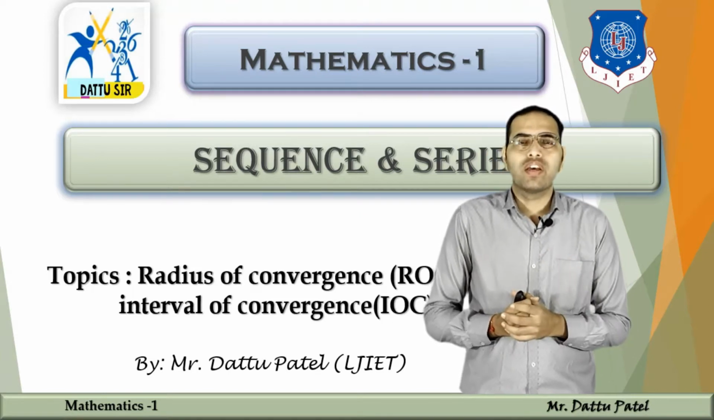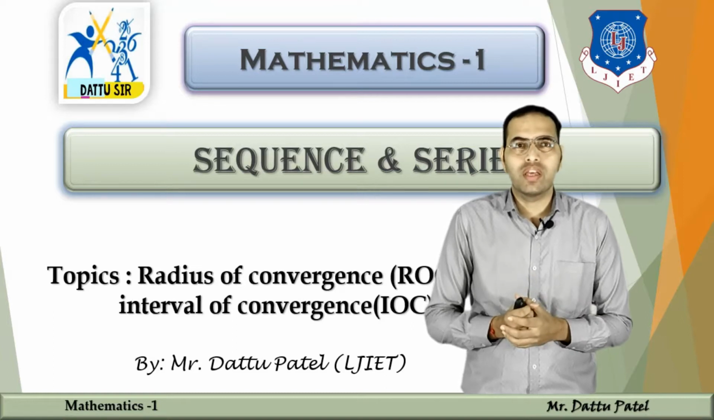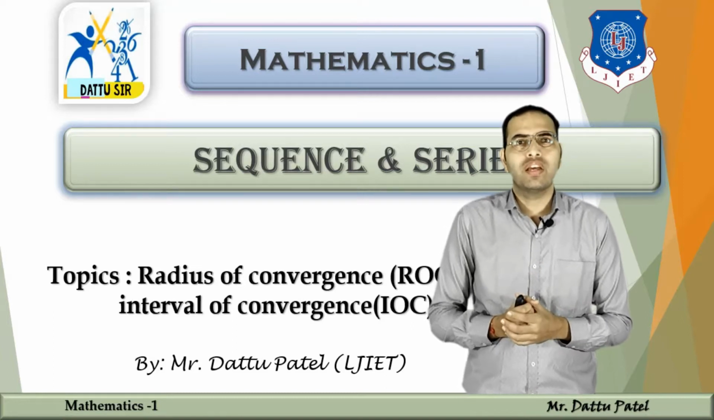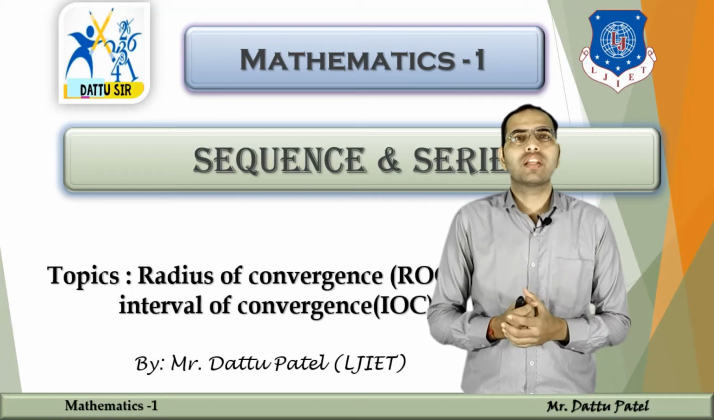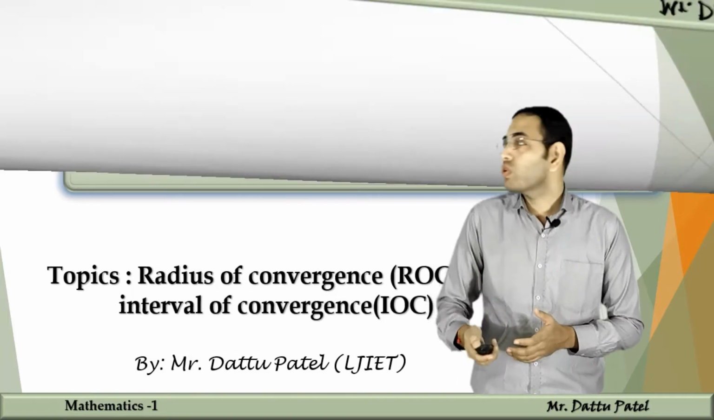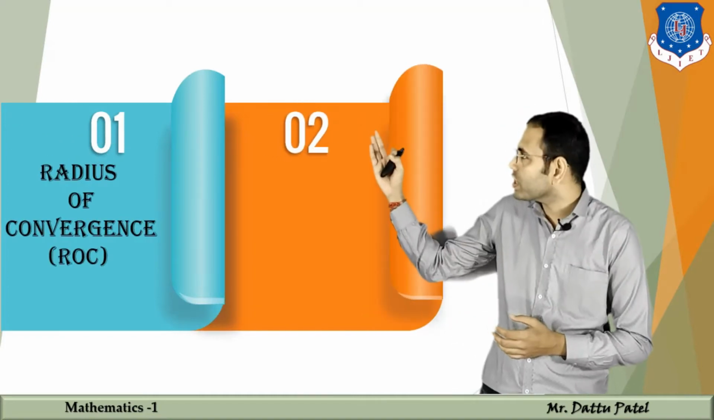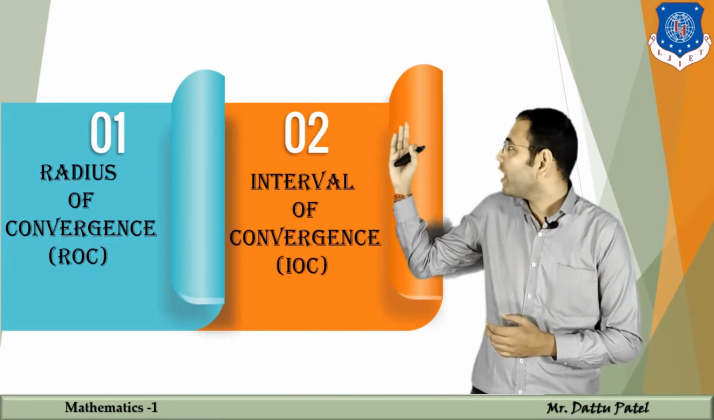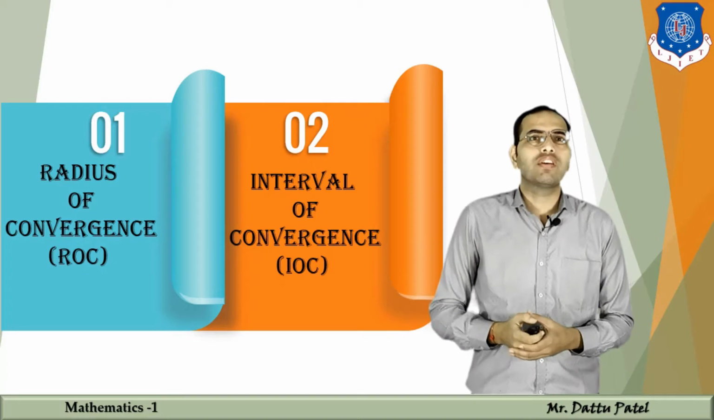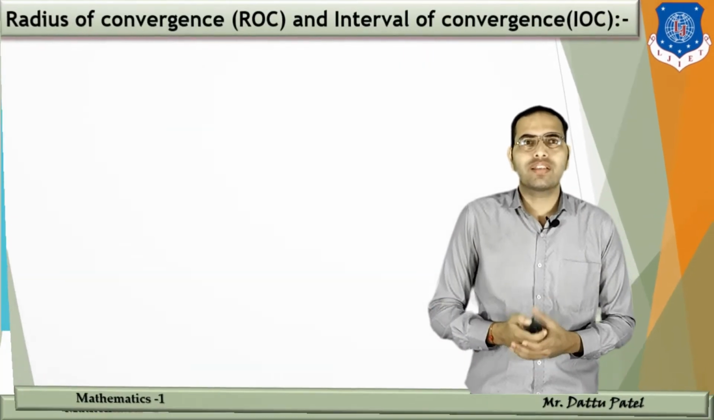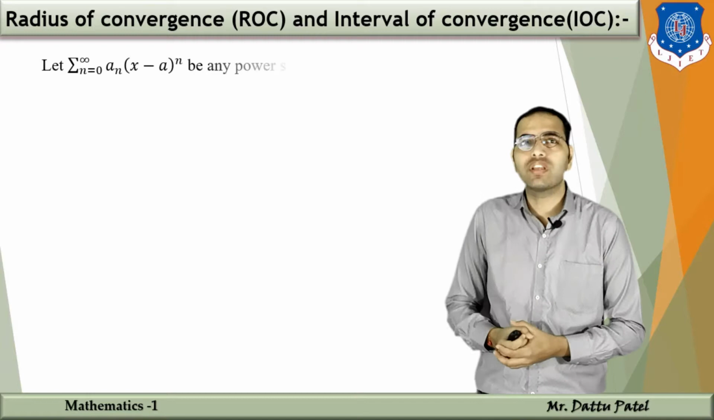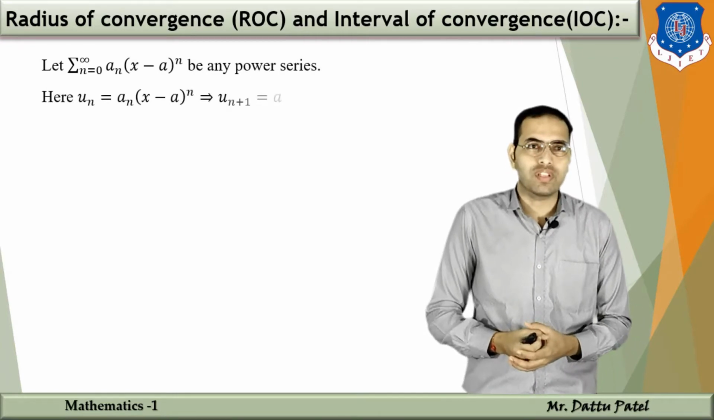In the earlier lecture, we already discussed the power series and absolute and conditional convergence of the series. In today's session, we are going to discuss the ROC, radius of convergence, and the IOC, interval of convergence. Let's start with radius of convergence and interval of convergence.